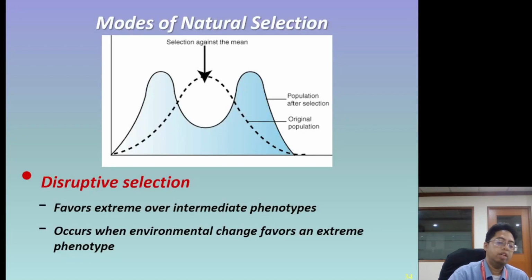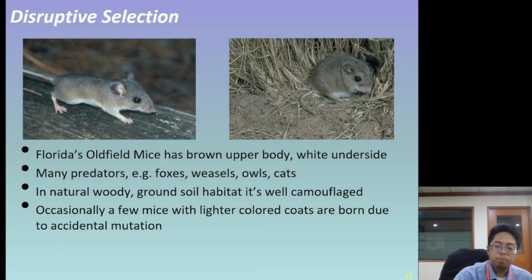So, diversifying selection. It favors extreme over intermediate phenotypes, and it occurs when environmental change favors an extreme phenotype. So, this is a Florida oldfield mouse. The body is brown on the top and has a white underbelly. There are many predators for this mouse: fox, weasel, owls, and cats. In natural woody ground soil habitat, it is well camouflaged. You can see that the ground is brown and the mouse is brown, so it is easily hidden. But occasionally, a few mice with lighter colored coats are born due to accidental mutation.